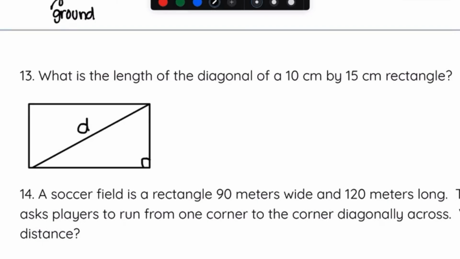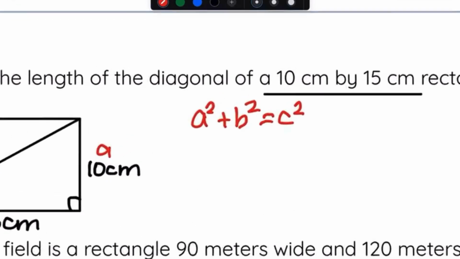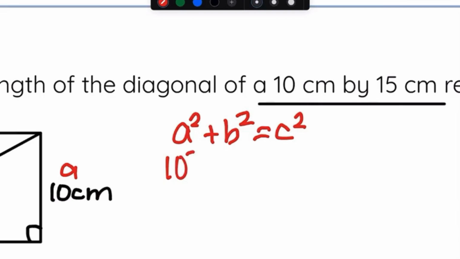All rectangles have a right angle. And so I get my right angle there, and then I'm just filling in with my dimensions that they gave me here. 10 by 15, okay? So A, B, and C. A squared plus B squared equals C squared. So that's 10 squared plus 15 squared is equal to the unknown distance.